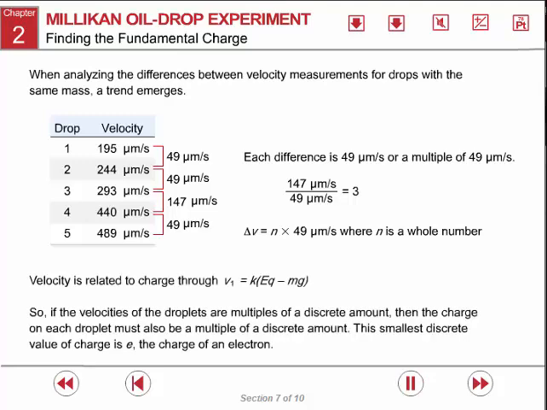Velocity is related to charge through V1 equals k times the quantity EQ minus m times g. So, if the velocities of the droplets are multiples of a discrete amount, then the charge on each droplet must also be the multiple of a discrete amount. This smallest discrete value of charge is e, the charge of an electron.